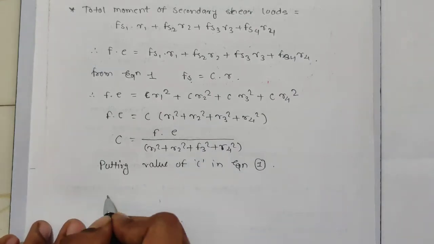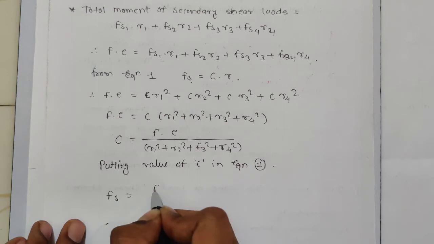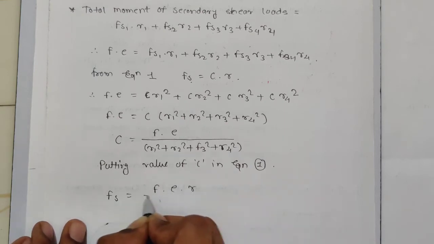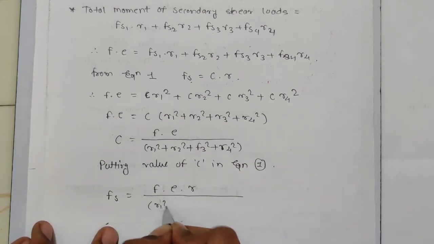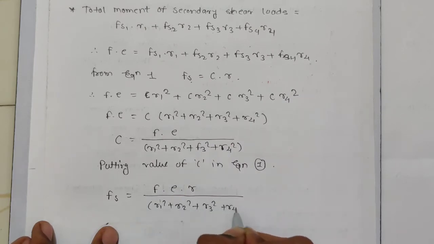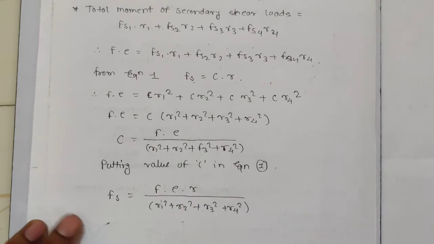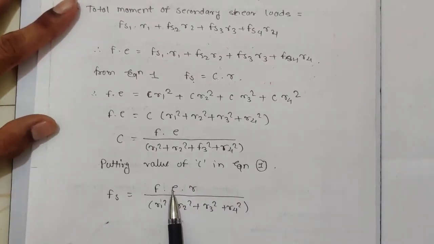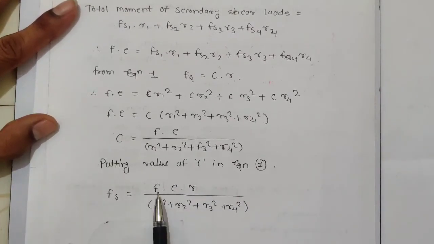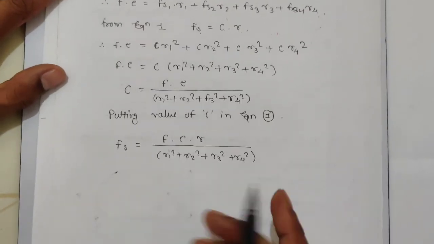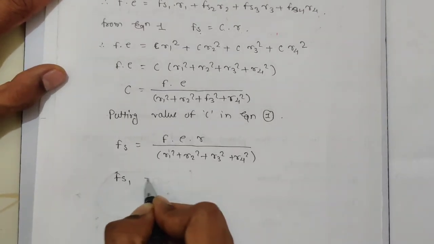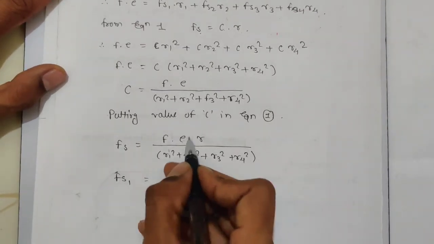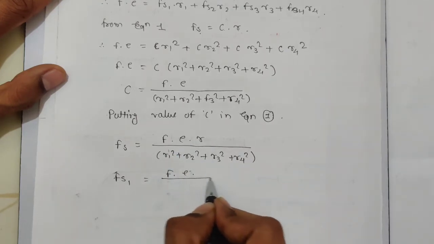So I will get Fs is equal to Fe upon R1 square plus R2 square plus R3 square plus R4 square. Now eccentricity is a constant. For Fs1 it will be F1, that is F only, F E into R1. So if you want to find Fs1, F is the same, E is the same, the constant value is the same.